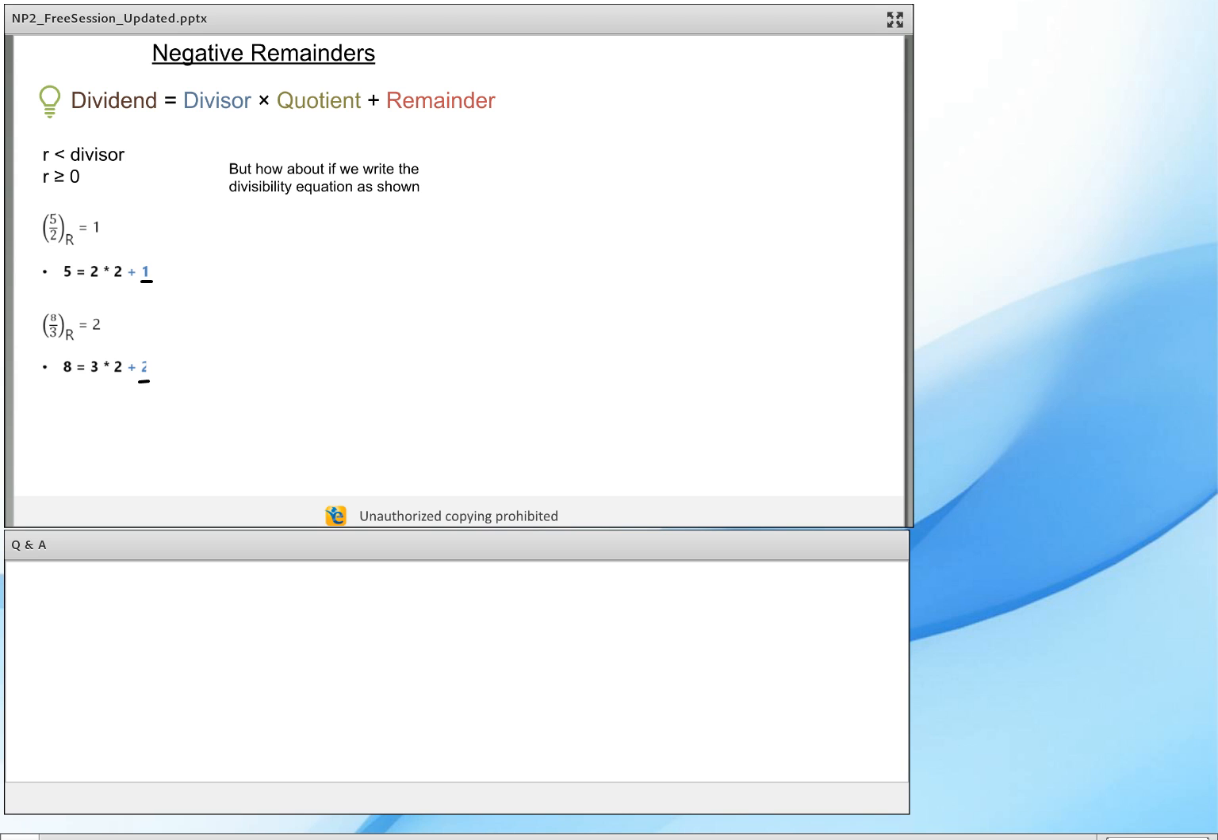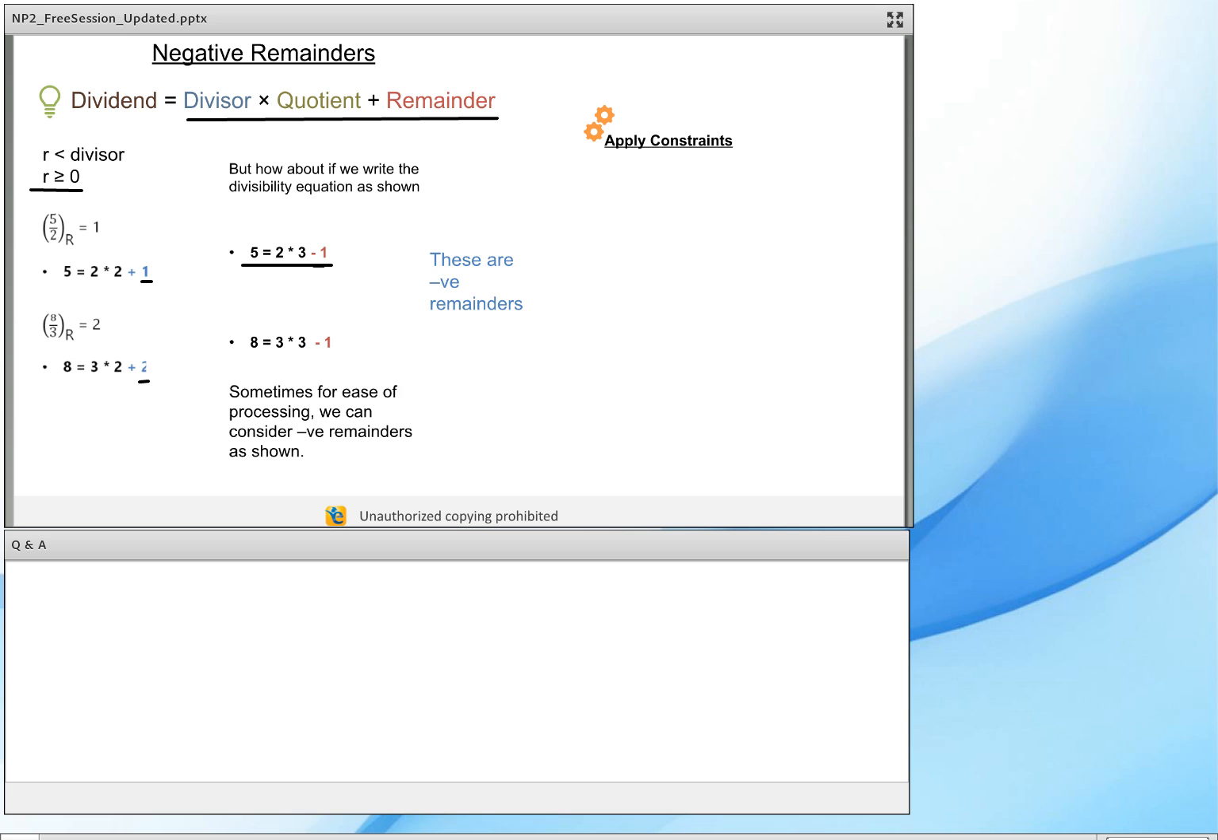But there's another way of doing this as well. What if we write 5 as 2 times 3 minus 1, so 6 minus 1, and we write 8 as 9 minus 1. Sometimes that's a better way of doing it. In that case, we can see that the remainders that we get are negative remainders. If we compare this form to my Euclidean form, the remainder is a negative remainder, which is something that can't happen. Why? Because the constraint is that the remainder has to be greater than or equal to 0. So let's see how we can convert a negative remainder into a positive remainder.